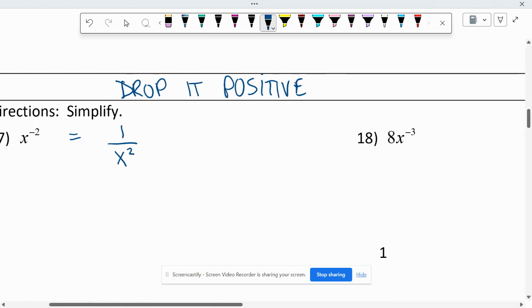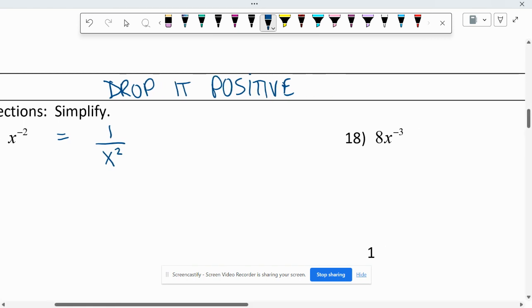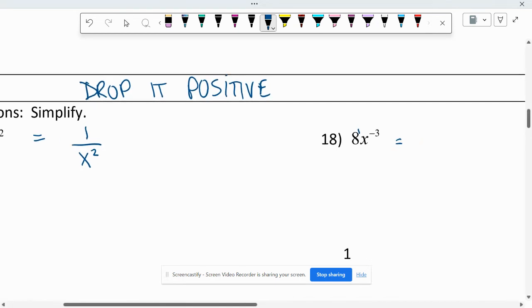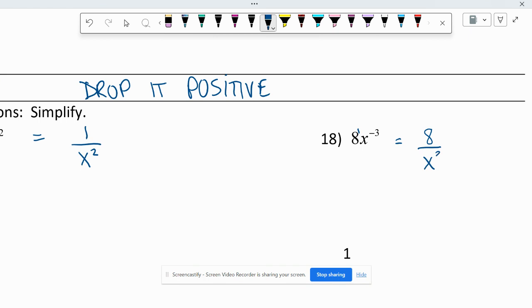8x to the negative 3 power. Pay very close attention. What is being raised to a negative power? The x. So the x is what gets moved down to the denominator. The 8 stays in the numerator. 8 over x cubed. Okay, going to the next page.